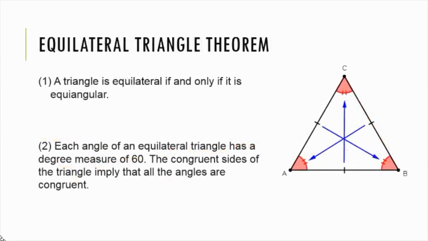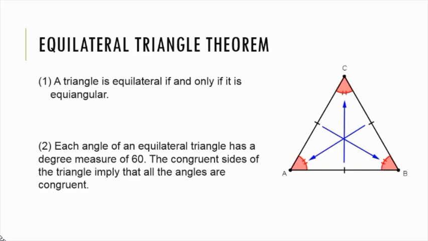And finally, last but not least, the equilateral triangle theorem. Now we discussed this when we talked about equilateral triangles, but this is just formalizing what we talked about. If all the sides of a triangle are equal, then all of the angles must be equal too. So a triangle is equilateral if and only if it is equiangular.